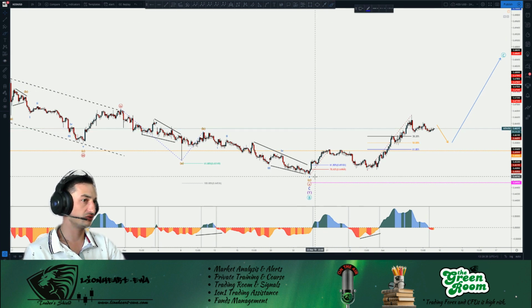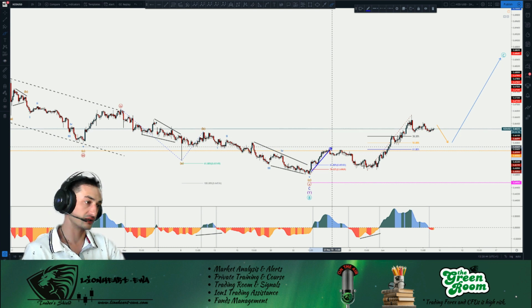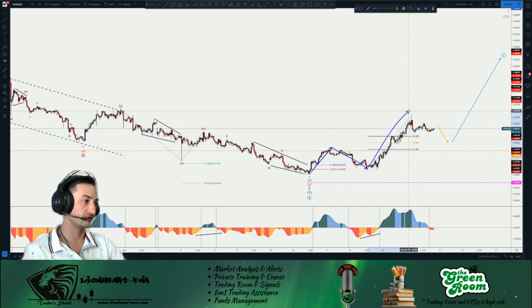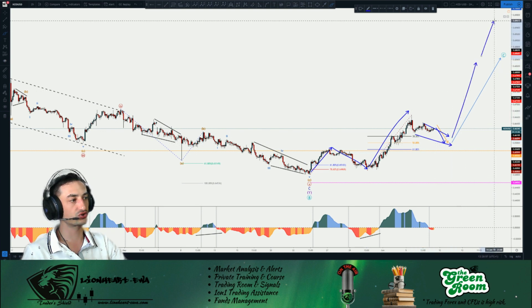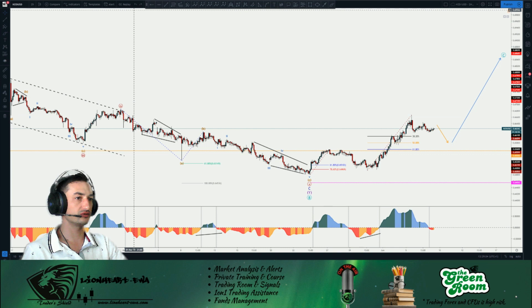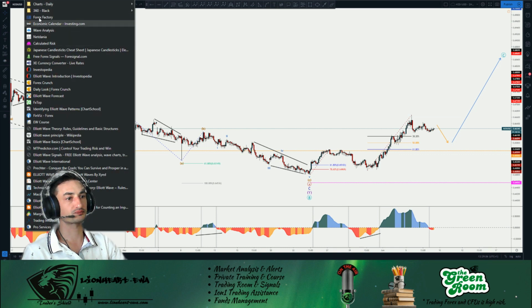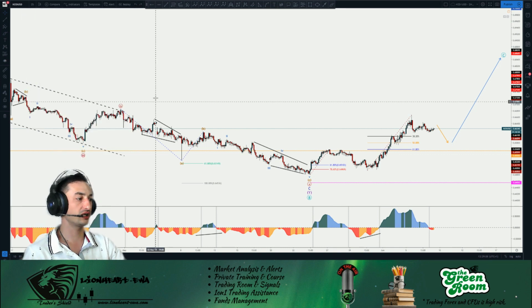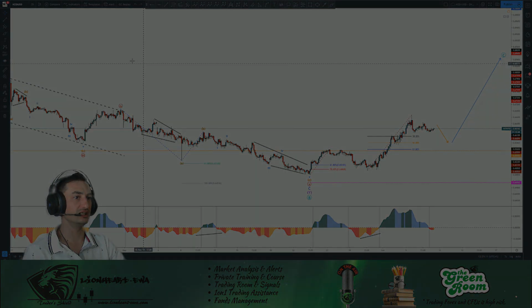So NZD USD. New Zealand is doing a possible impulse right here. So 1, 2, and then the first wave, so another one. If it does this, then it would actually be a zigzag, and this thing could just shoot in a rally. So you've got my views right here. What we will do is we'll go and take a look at the NFP release.